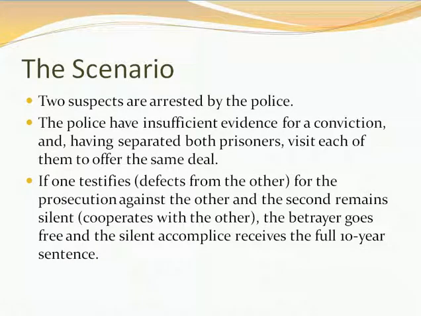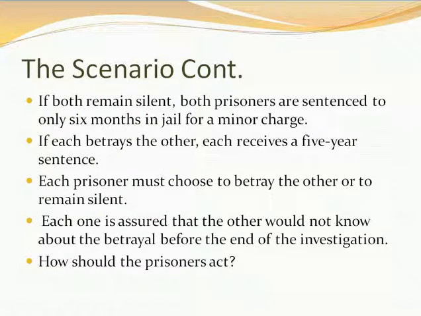The prisoner's dilemma is a scenario in which two suspects are arrested by the police. The police have insufficient evidence for a conviction and, having separated both prisoners, visit each of them to offer them the same deal. If one testifies or defects from the other for the prosecution against the other, the second remains silent, cooperates with the other. The betrayer goes free and the silent accomplice receives a full 10-year sentence. If both remain silent, both prisoners are sentenced to only 6 months in jail for a minor charge. If each betrays the other, each will receive a minor 5-year sentence.